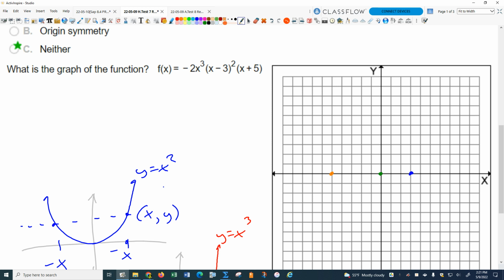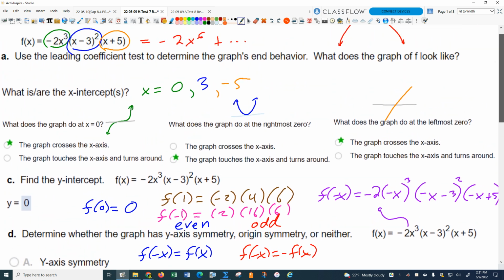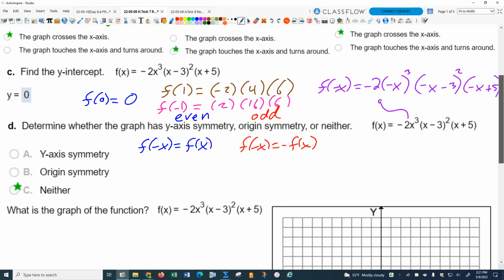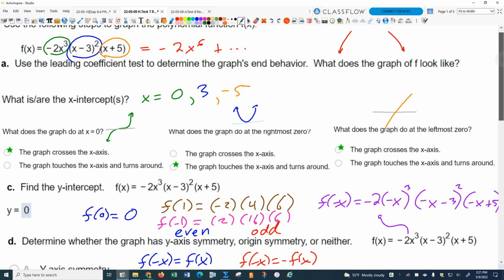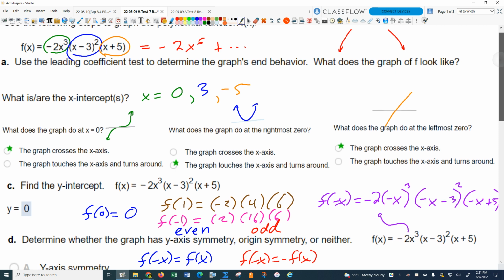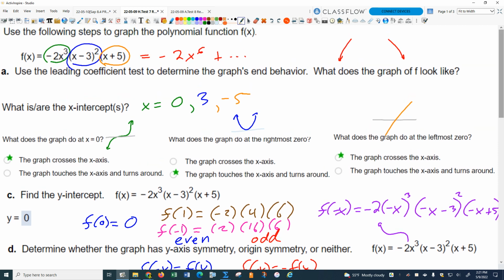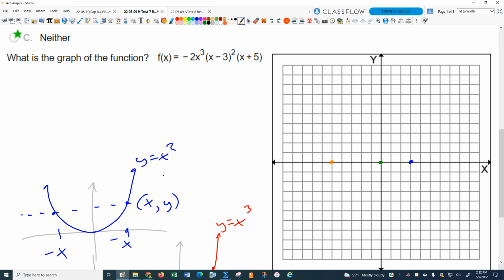You told me what they do, right? You told me the behavior. So we said that we are going to cut like a line at negative 5, bounce at 3, and cut like a cubic at 0. Okay, but we need end behavior. Well, we already calculated that. It goes down, right? So if we combine all that, we should be fine. We know the end behavior is doing this.